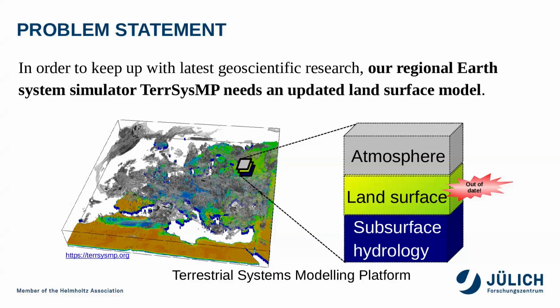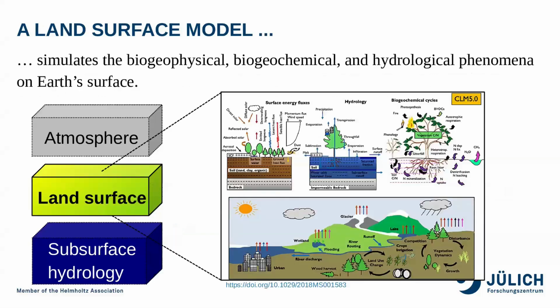So we developed a software called Terrestrial Systems Modeling Platform, and the land surface component is a bit outdated. So my poster focuses on the land surface component. And just to zoom in into this land surface, you see this complicated diagram, so it kind of reflects the complexity of what's going on in the land surface.